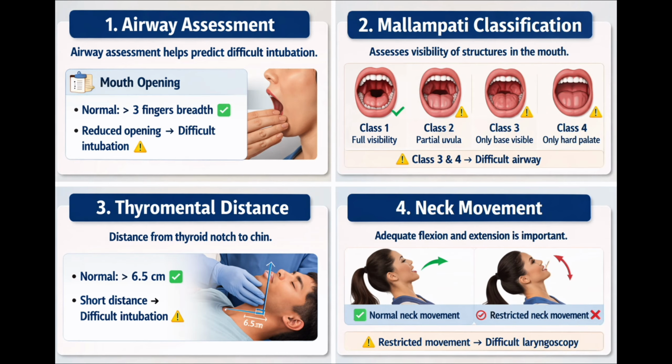Important parameters include mouth opening. Normal mouth opening is more than 3 fingers breadth. Reduced mouth opening may make intubation difficult.